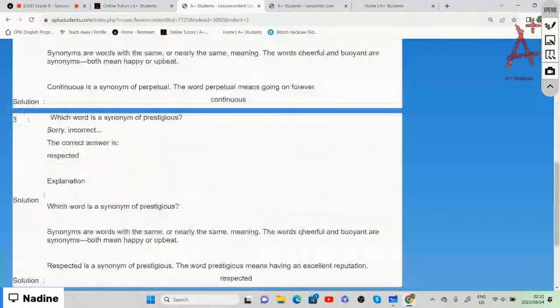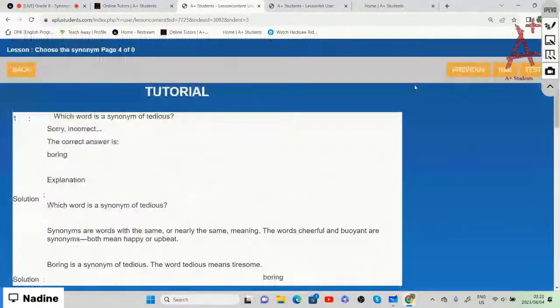And then we mentioned prestigious, where we say that it is quite respected. It has an excellent reputation. It's respected, right? Everybody goes there because of the prestigiousness of it. Let's go next.